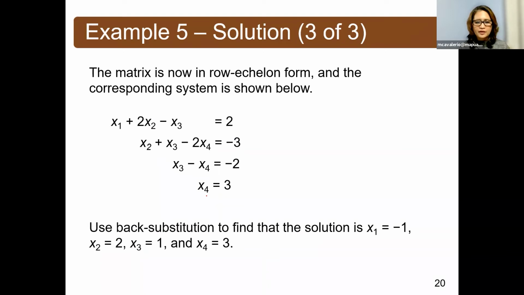So we have here x sub 4 is 3, x sub 3 minus x sub 4 is negative 2, x sub 2 plus x sub 3 minus 2x sub 4 is equal to negative 3, and x sub 1 plus 2x sub 2 minus x sub 3 is equal to 2. Applying the back substitution, we can see now that the solution contains the following coordinates: negative 1, positive 2, positive 1, and positive 3. And since we only have one solution, the system is said to be consistent independent.